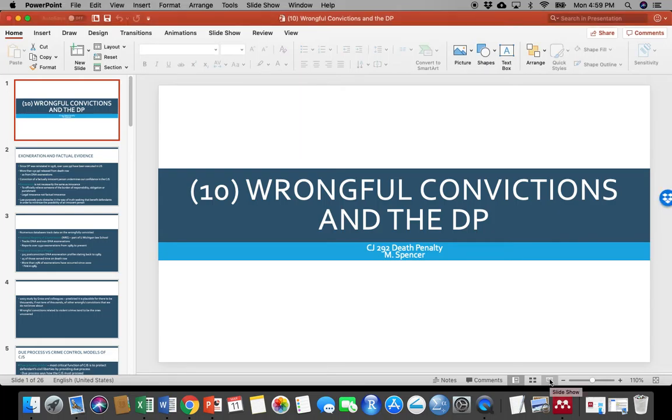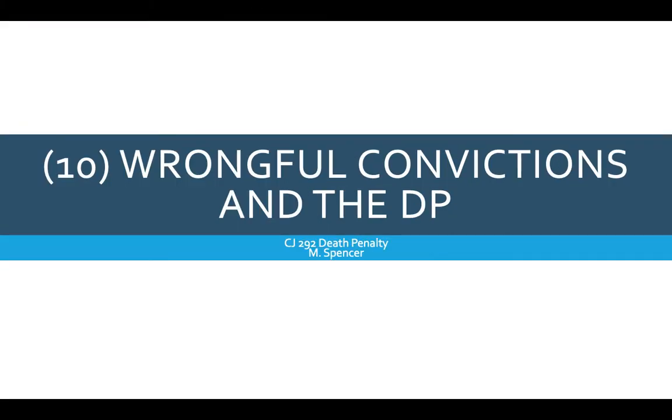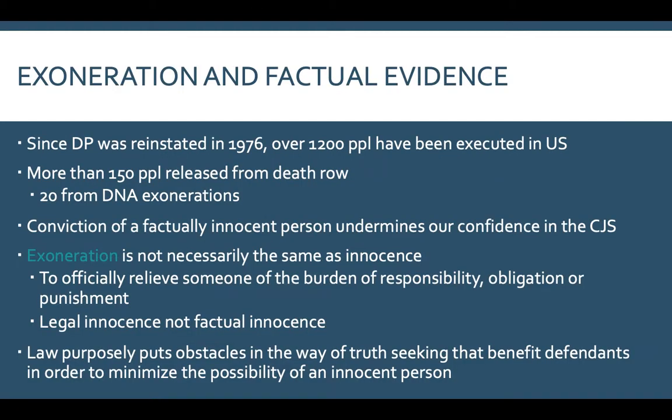All right, in this chapter, we're going to look at wrongful convictions in the death penalty. So in the last chapter, we talked a little bit about what exoneration is. And since the death penalty was reinstated in 1976, over 1,200 people have been executed. More than 150 people have been released from death row and 20 from DNA exonerations.